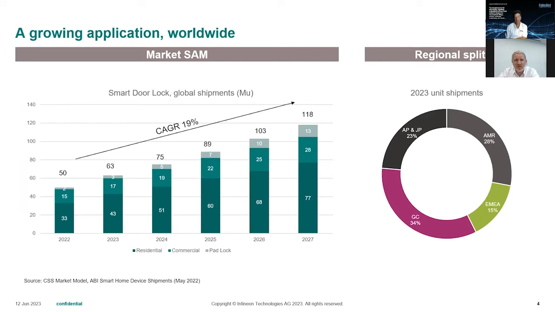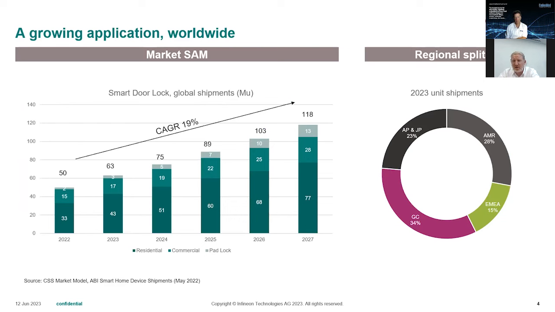So as I said, today we'll focus on the residential smart lock. Why smart lock? Why do we care about this as an application? Because you can see on the left here that it's a fast growing market. In 5 years, the amount of residential, commercial, and padlocks is going to double.